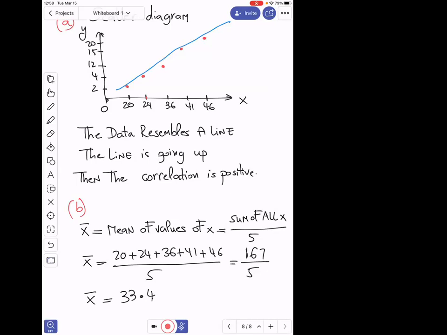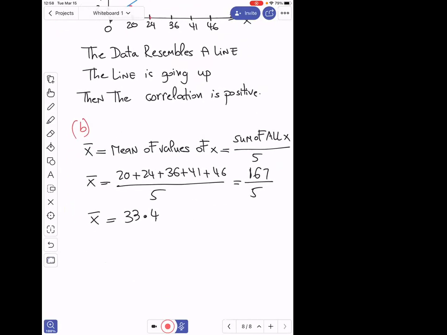Okay. The same for the Y bar. So it's asking for the Y bar, that's the mean of the values of Y. So we need to take the sum of all the Y's over 5. So that would be 53 over 5, and that's 10.6.